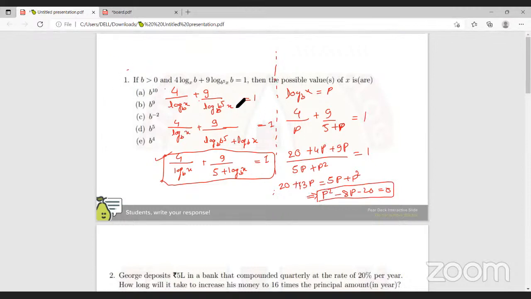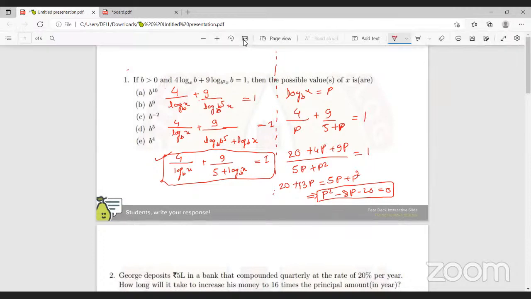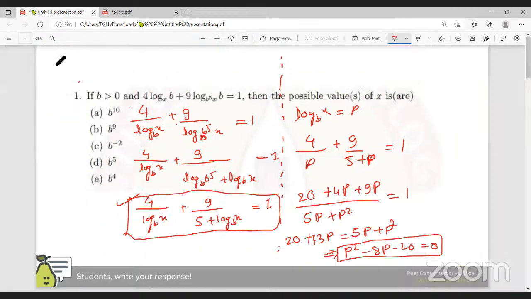What is the root of this equation? Minus 10 plus 2, p square minus 10p plus 2p. So p equals 10 or minus 2, right? Minus 2, sir. Yes. Now just resubstitute that part.